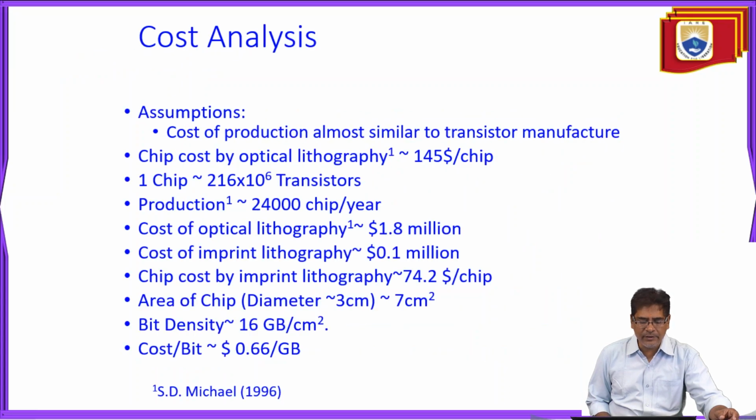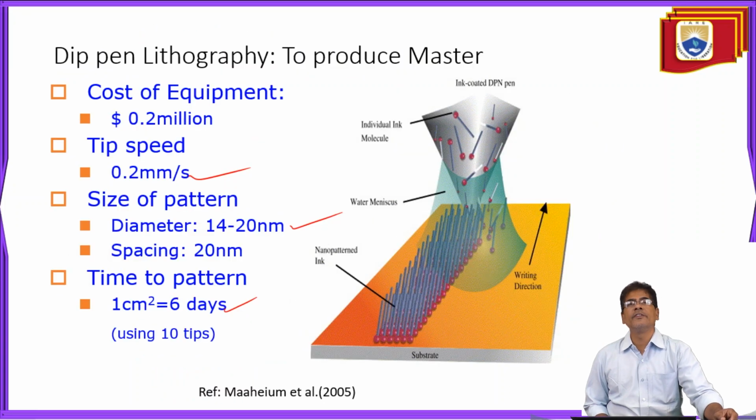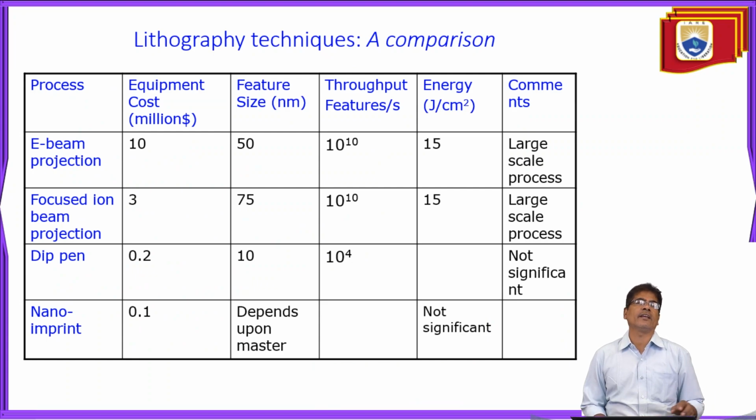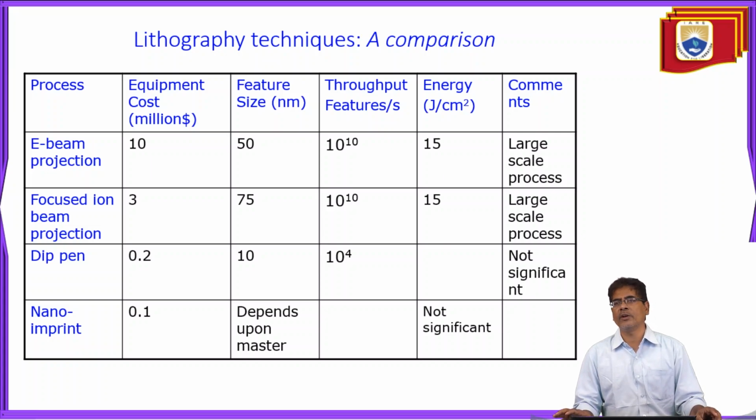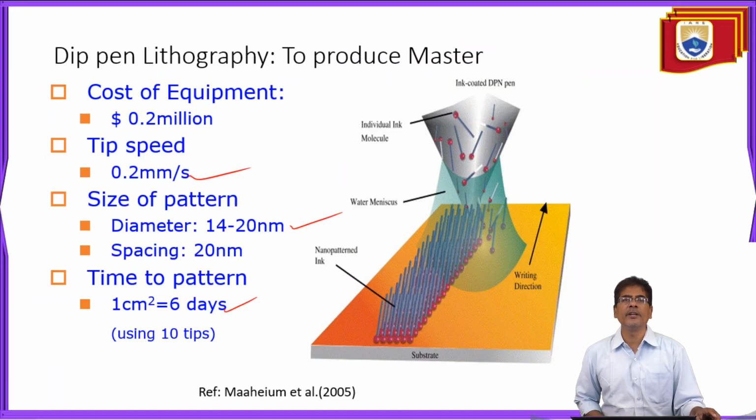Right. Overall, these lithography techniques are just a comparison of what we can bring out between the cost, equipment, process, feature size, throughput features, energy in joules per centimeter square, and what comments can be obtained from this. In the case of e-beam projection, we have a large scale process, whereas in focused ion beam projection, we also have a large scale process, and here it is not significant. So these are the important features that we need to understand.